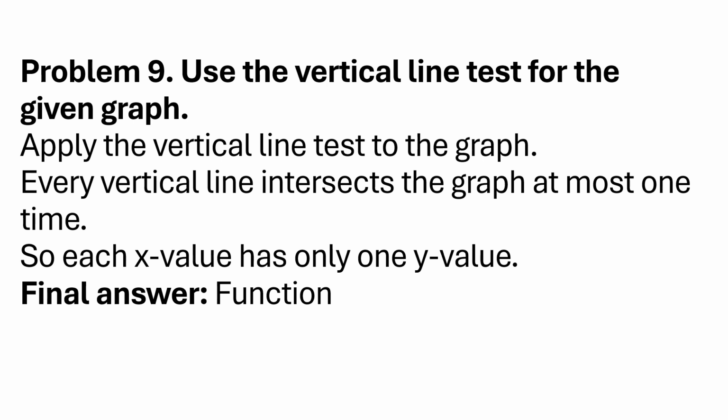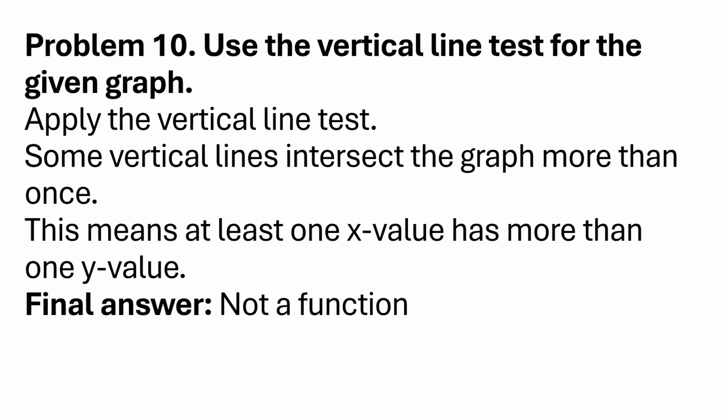Using the vertical line test, every vertical line intersects the graph only once. Therefore, the graph represents a function. Applying the vertical line test, some vertical lines intersect the graph twice. Therefore, the graph does not represent a function.